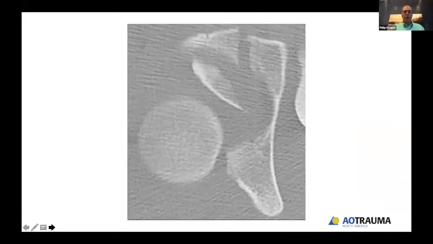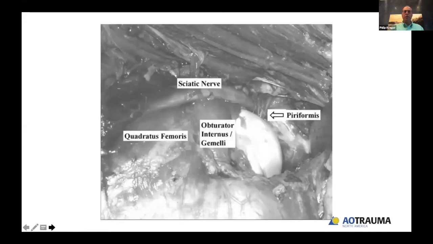And the reason is because the femoral head is in fact buttonholed through the short external rotators, as I will show you. This is the CT scan after an attempt at closed reduction. And this is the intraoperative photo. This is what we should be able to see through the Kocher-Langenbeck.